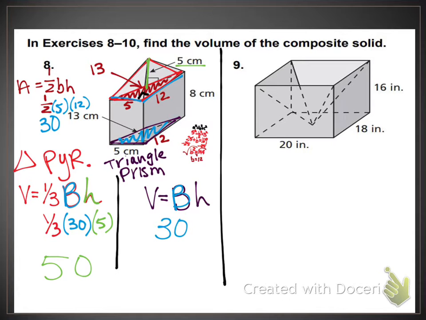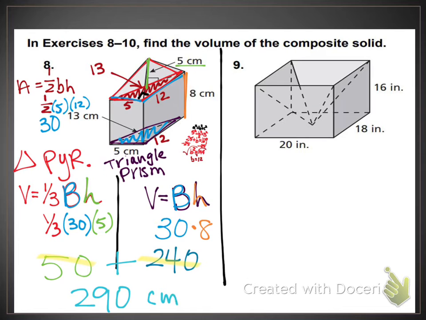And then times the height of the prism only. It is 8. So the height was 8. So 30 times 8 is 240. And then what do I do with these two numbers to find the total volume? I'm going to add them. 50 plus 240 is 290 centimeters cubed.